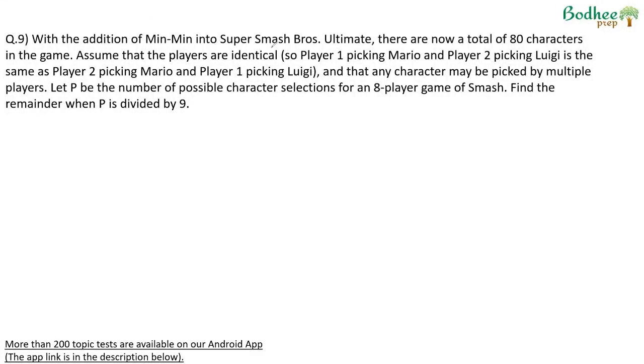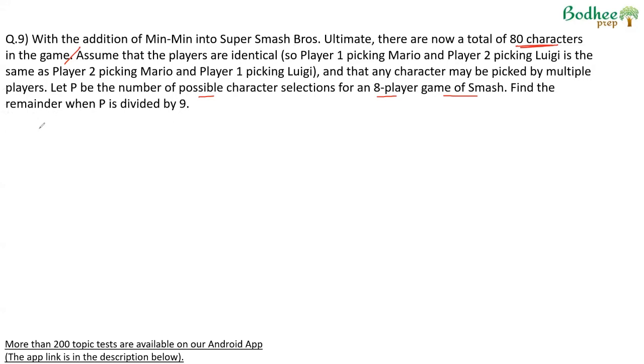With the addition of Min Min into Super Smash Bros. Ultimate, there are now a total of 80 characters in the game. Assume that the players are identical. Player 1 picking Mario, player 2 picking Luigi is the same as player 2 picking Mario, player 1 picking Luigi, and that any character may be picked by multiple players. Let P be the number of possible character selections for an 8-player game of Smash. Find the remainder when P is divided by 9.